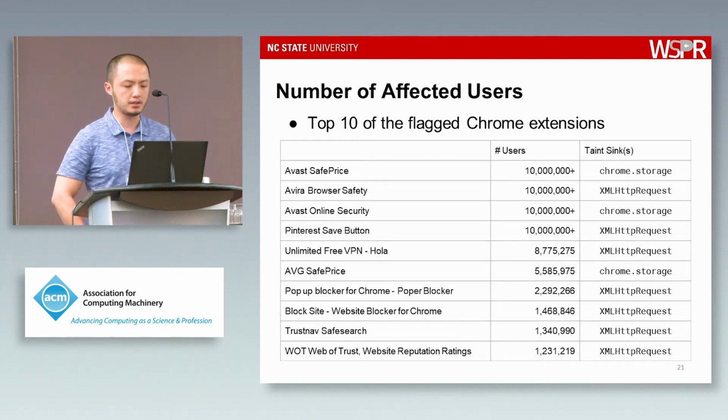The second thing to notice is that 7 out of the 10 extensions directly leak privacy-sensitive data over the network. And although the remaining 3 of them only persisted such information to local storage, it is still possible that this information will be leaked later. And the last thing to notice is that 9 out of the 10 extensions here are security-related extensions. And the irony here is that the users go to install these extensions in order to improve their online security. But in reality, they get less security because their privacy is being abused.